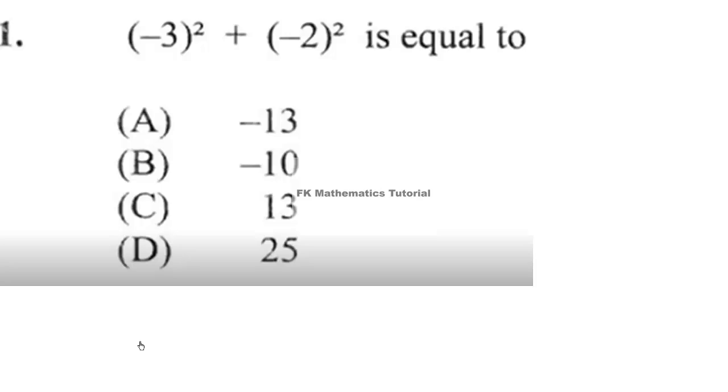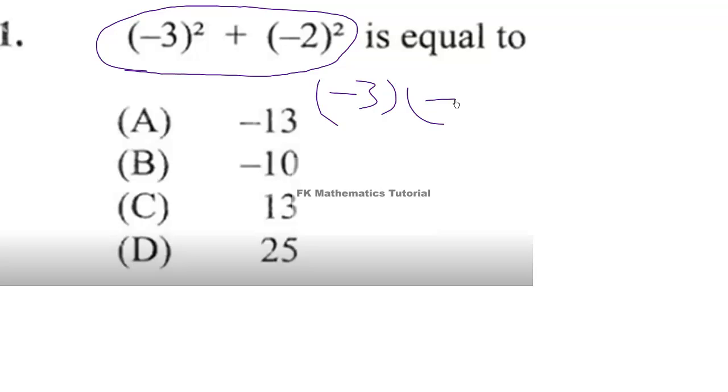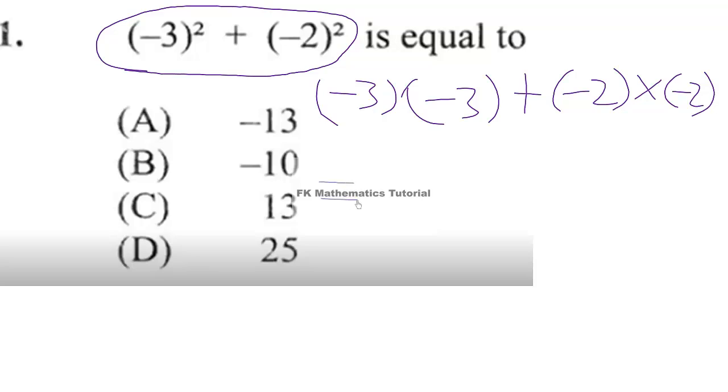So let's begin with number 1. We have to solve this question. -3 all squared plus -2 all squared. So this will be equal to -3 times -3, then you add it to -2 times -2. So this will be equal to 9 and this will be equal to 4. So 9 plus 4 is 13. So the correct answer is option C.